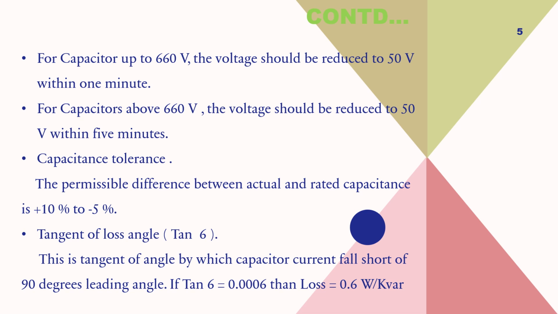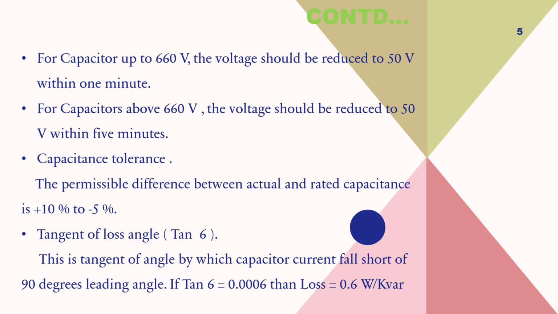For capacitors up to 660 volt, the voltage should be reduced to 50 volt within 1 minute. For capacitors above 660 volt, the voltage should be reduced to 50 volt within 5 minutes.